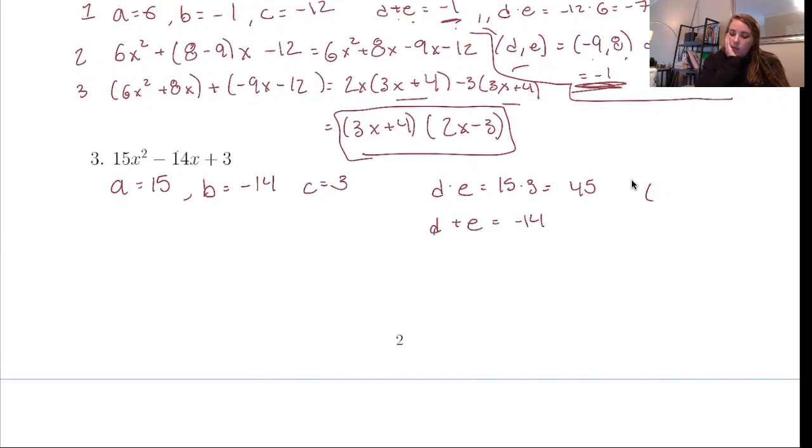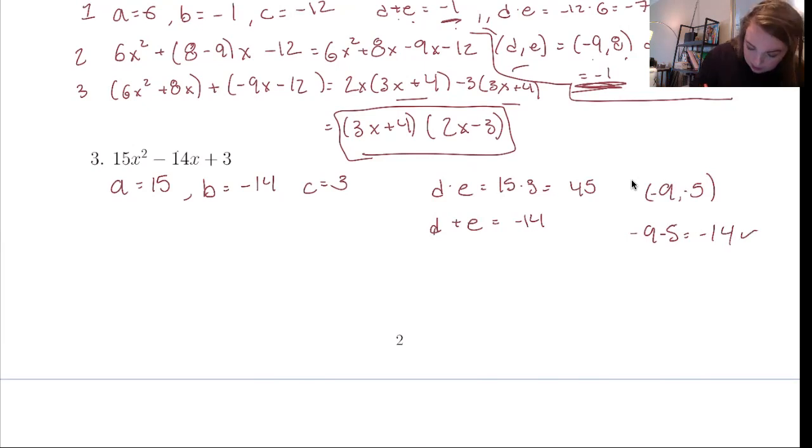Obviously 15 and 3, and that doesn't work. Negative 15, negative 3 adds to negative 18. So that's too big. So what about 9 and 5? Specifically negative 5 and negative 9. Negative 9 minus 5, yeah, that equals negative 14. That's what we want. Perfect.